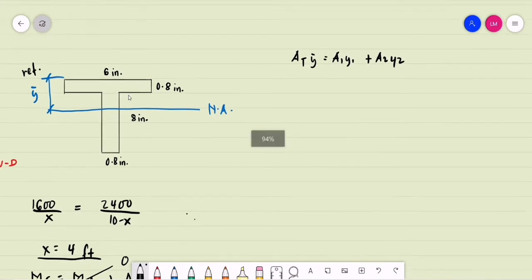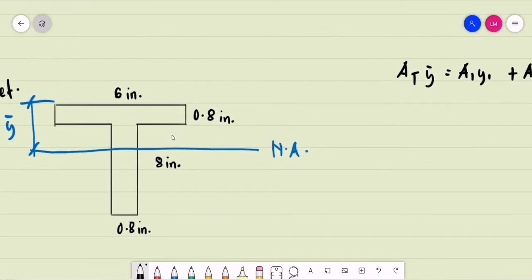So let's have this flange as area 1. This is the flange of a T-beam. We call this one the flange, and this vertical plank we call the web. The flange and the web. So this is our area 1 for the flange, and area 2 will be the web.